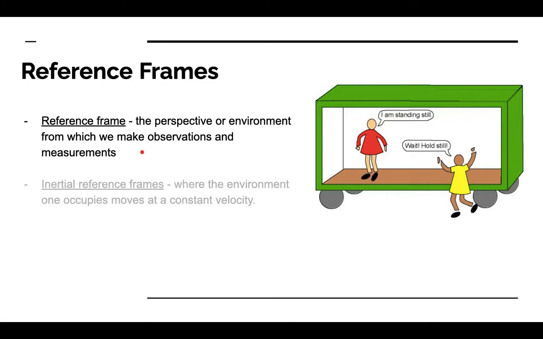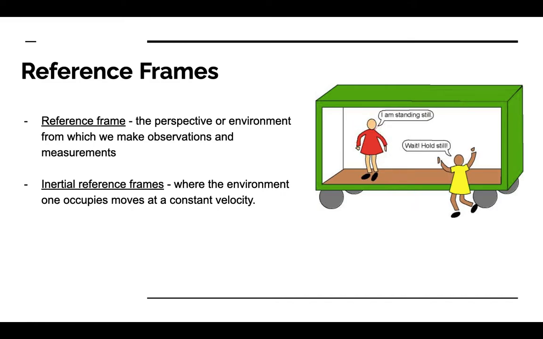So for example, if we look at the train right here, the reference frame of this person in the red dress would be the environment of the train, while the reference frame of the person in the yellow shirt would be the ground outside of the train. So as a result, the perspectives of the two people are different. They have different observations about their motion.